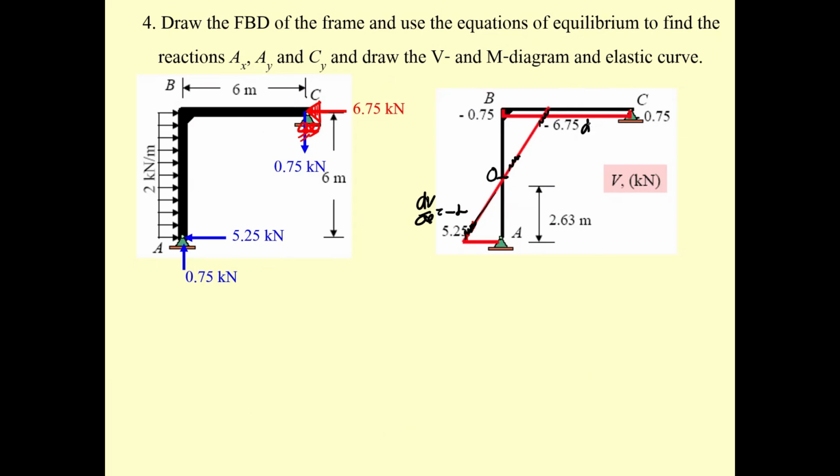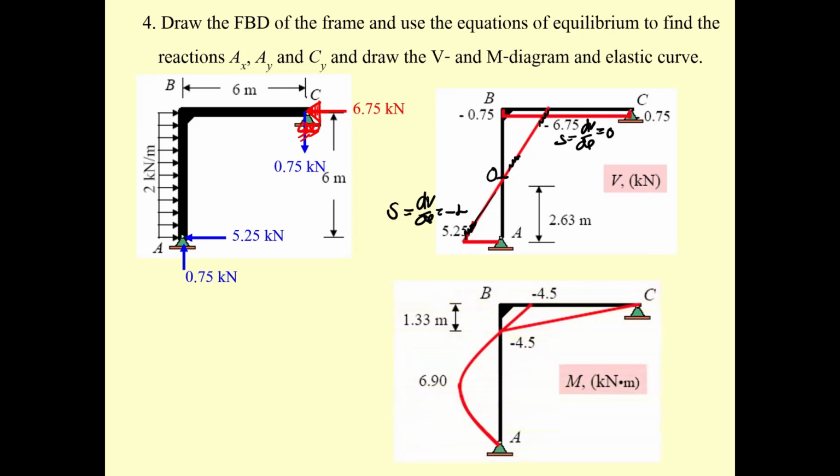And also this one, you should get dv over dx equal to 0. And if you don't like to write this, you can just put s equal to zero, because s represents the slope. And also for the moment diagram, you should know this is going to be positive, this is going to be negative, and also you should know this is going to be negative.